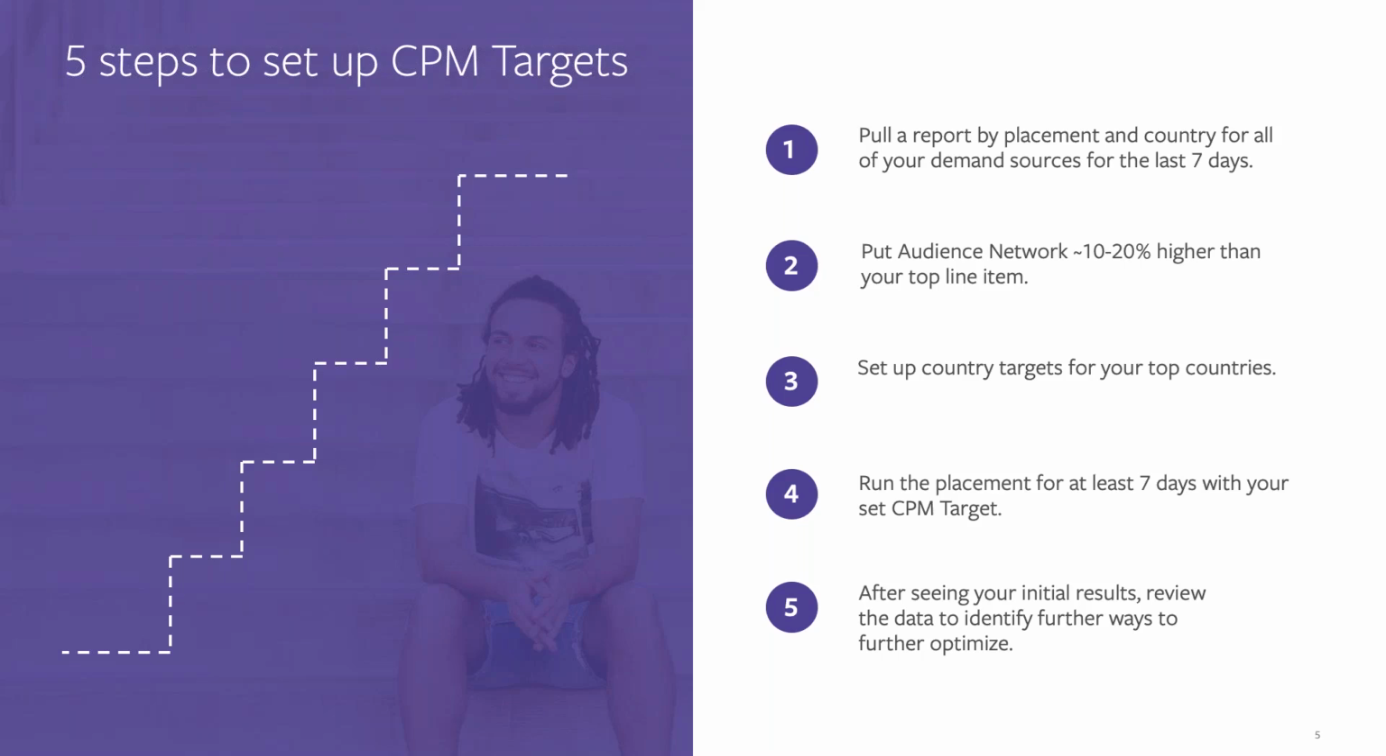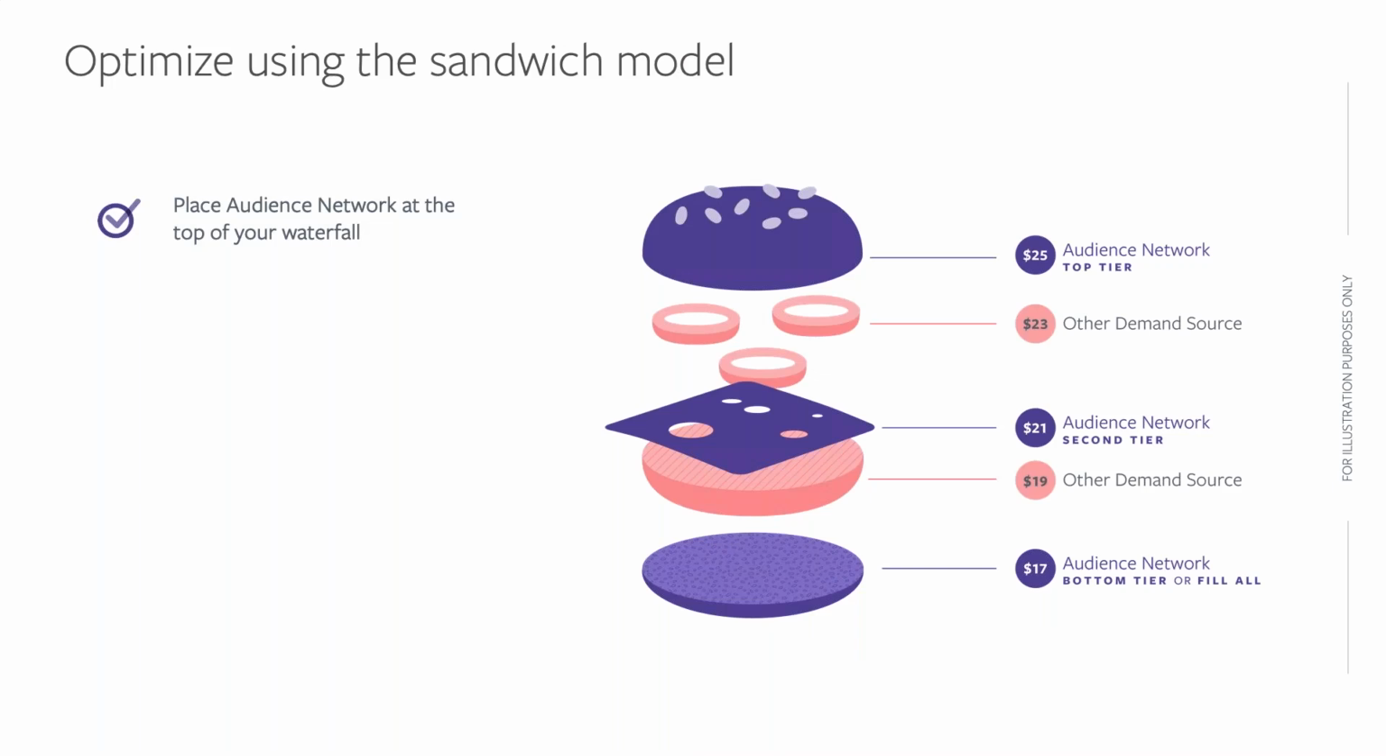So for example, a way to further optimize here is when you have Audience Network with a $25 CPM target and the second network in the waterfall is only delivering $18, it's worth moving Audience Network down to $20 as you will generate more revenue because you will get more fill. Even with a lower CPM, the increase in fill should outweigh the reduction in CPM.